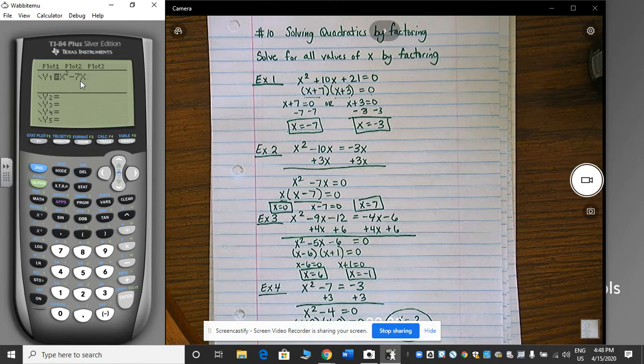I could, and I challenge you to try this, but I could also enter it in factored form. So I could enter it in as y equals x parentheses x minus 7 end parentheses. And what you'll notice is it creates the exact same graph. It's just an alternate way to write the exact same equation. So going ahead and hitting graph, you'll see that I'm looking at an x-intercept right here of 0 and a second x-intercept of 7. I hope this helps to connect graphing quadratics by factoring to looking at their corresponding graphs on the graphing calculator.